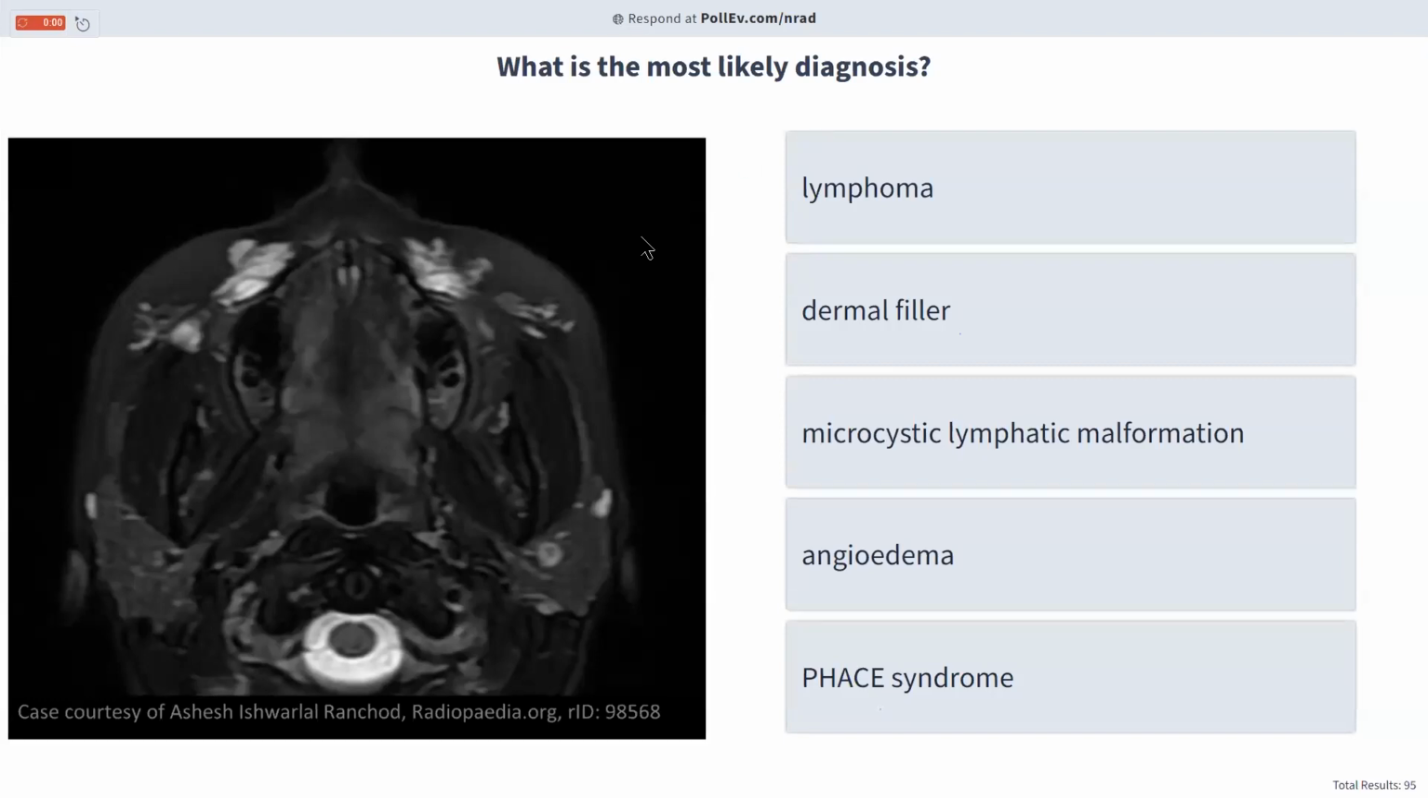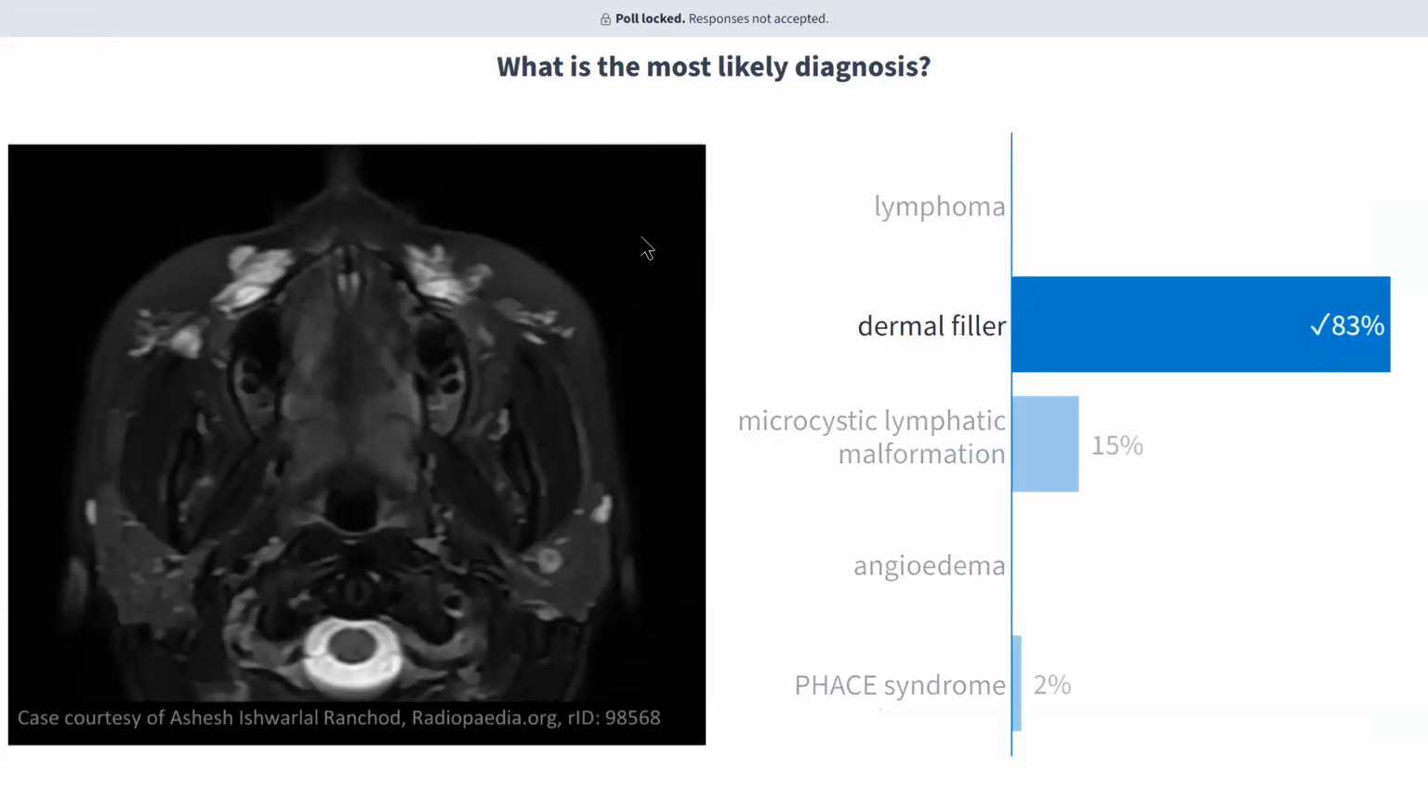Okay, so this was the correct answer for 83%. This is dermal filler, so facial filler injection. Making this call is just based on the typical location of these injections, typically done along your nasolabial folds, along the marionette lines around the mouth, sometimes in the chin or the midline forehead to remove wrinkles.